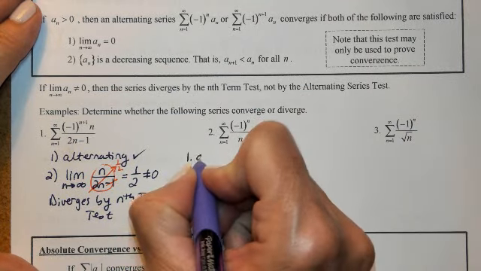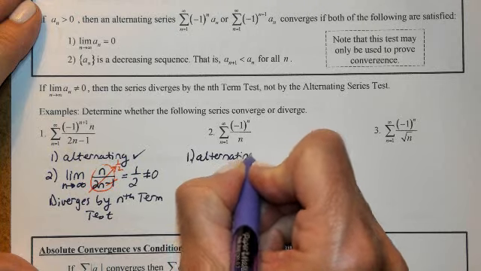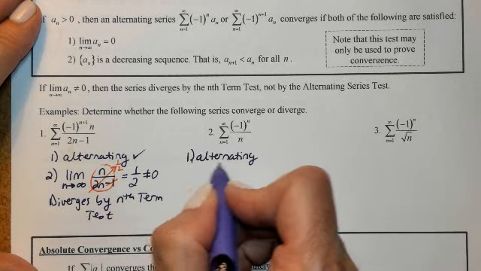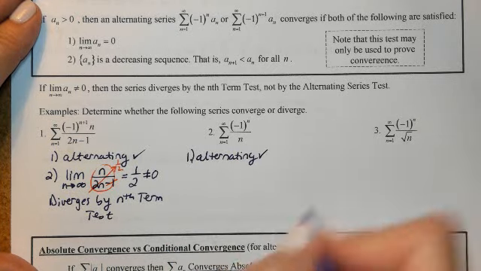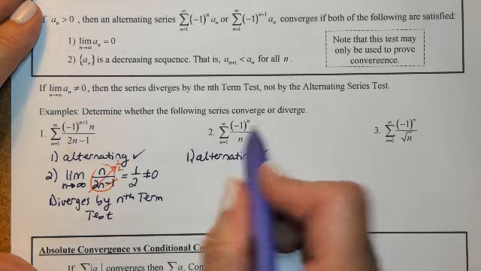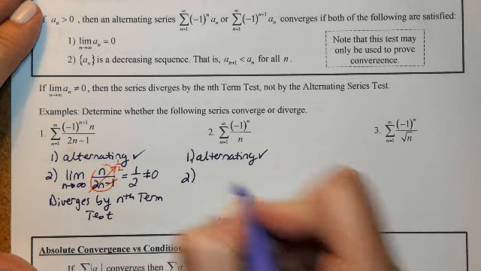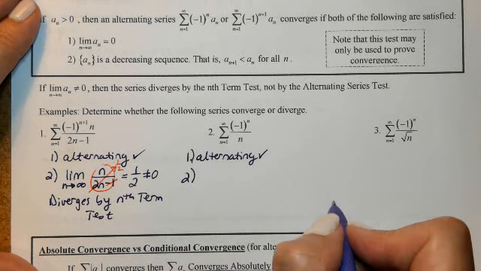So step 1, is it alternating? A lot of times I will abbreviate that just ALT. It's alternating. Yes, it is. -1 to the n makes it alternate. It's beginning negative, but that's okay, whatever. It's still alternating in sign. The terms are alternating in sign.